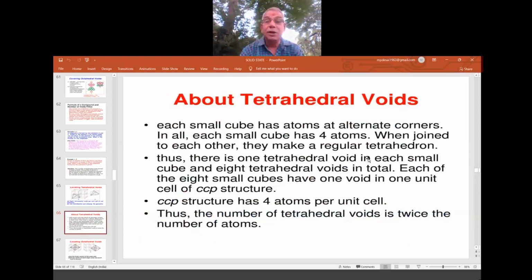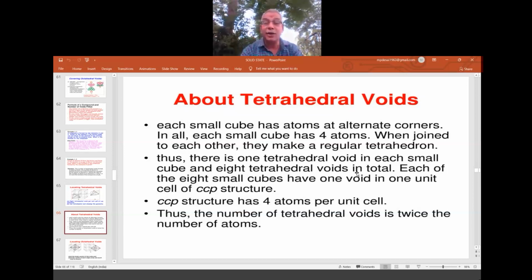Now about tetrahedral voids. Each small cube has atoms at alternate corners. In all, each small cube has 4 atoms. When joined to each other, they make a regular tetrahedron. That's why it is called a tetrahedral void. Thus, there is one tetrahedral void in each small cube, that is one unit cell, and 8 tetrahedral voids in total, because 8 small cubes are there in the crystal lattice I have taken. So 8 voids are created.